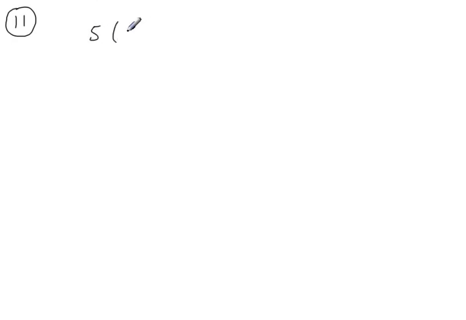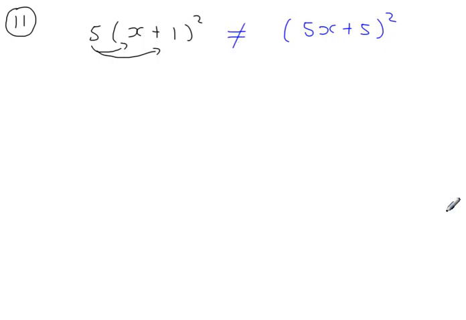5 times x plus 1 squared. So can I take the 5 into the brackets here to give me 5x plus 5 squared? No, you can't. The 5 stays on the outside of the bracket. It doesn't come inside like this. What we should have done here is this.